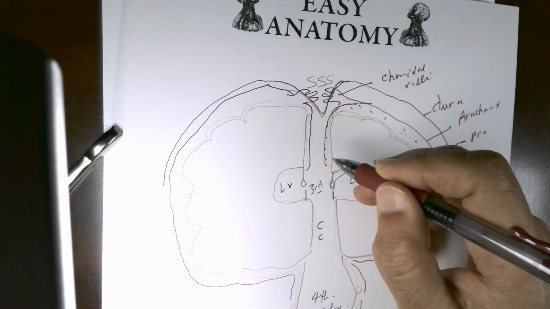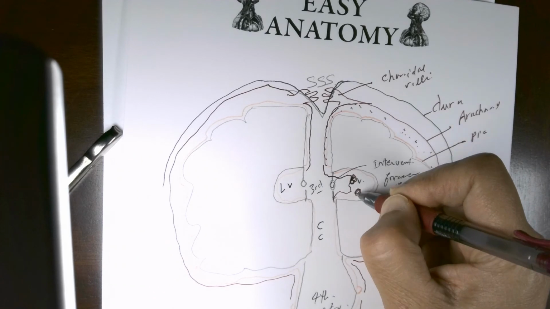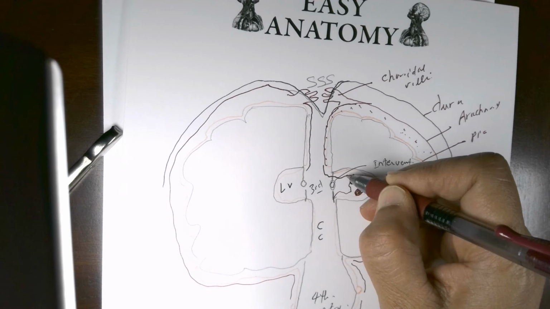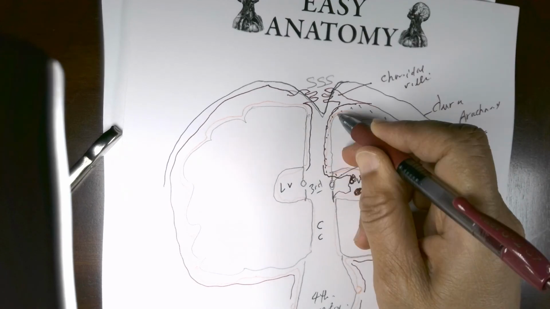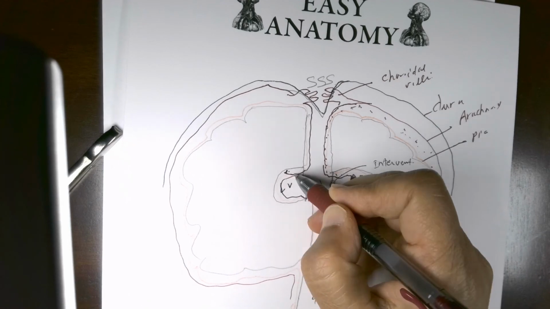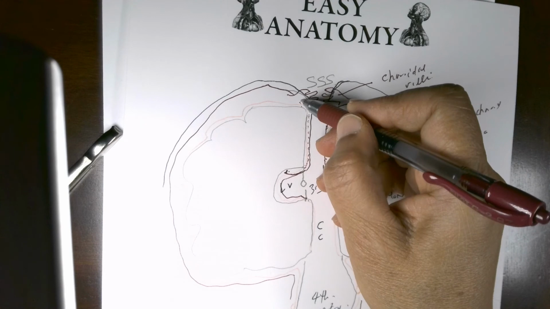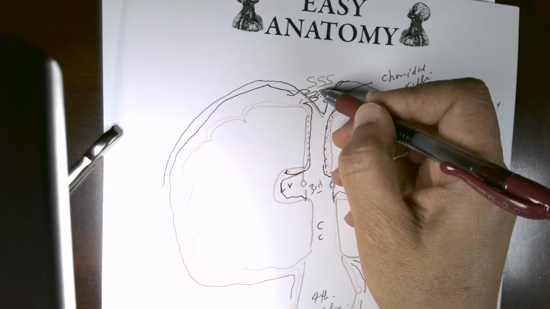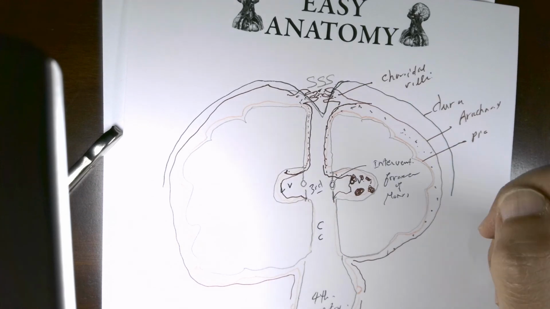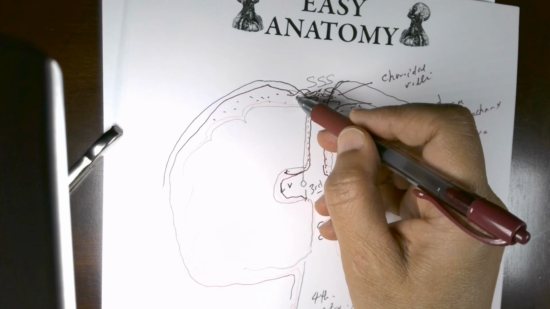So the CSF is made here in the ventricular system by the choroid plexus, going to the subarachnoid space. So once it's going to the subarachnoid space, it's going to be filtered into the superior sagittal sinus, correct? This is part of the drainage. So here is the subarachnoid space containing the CSF.